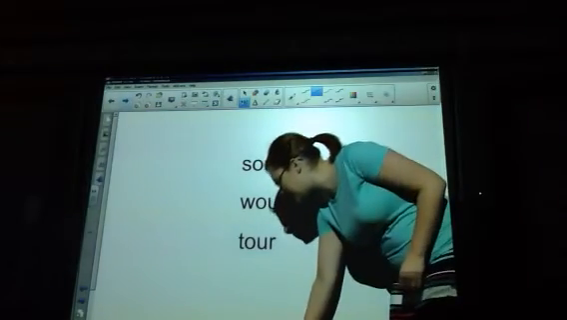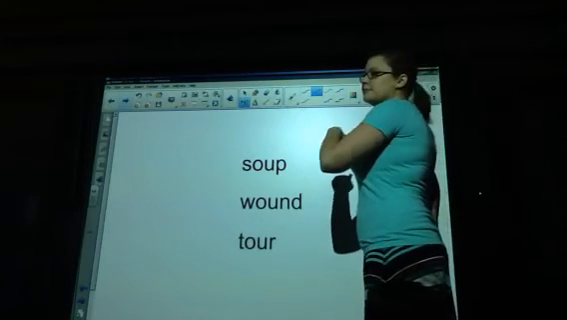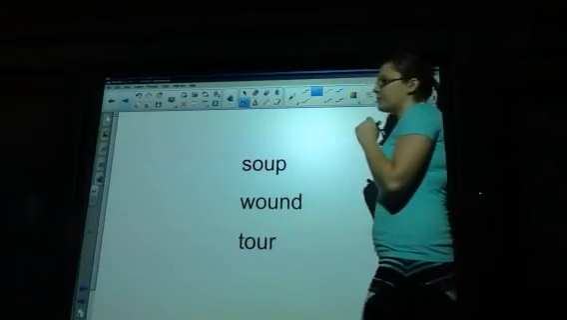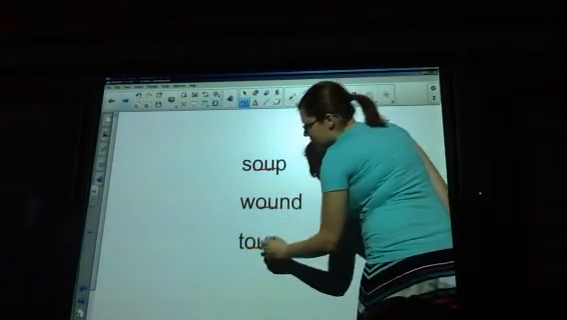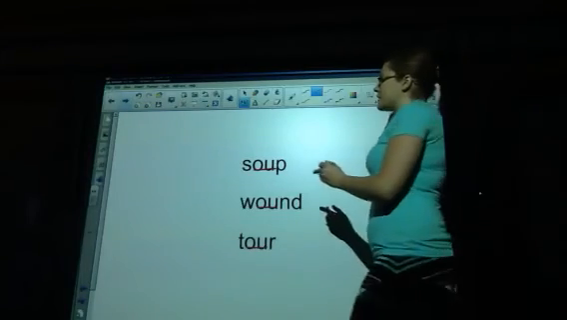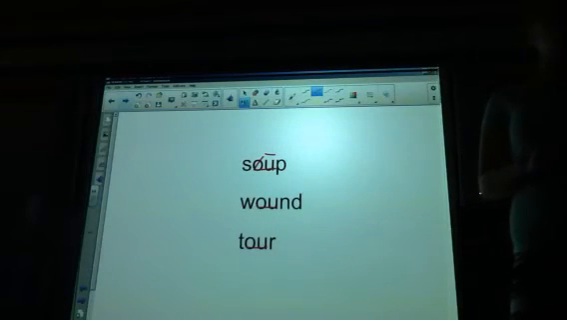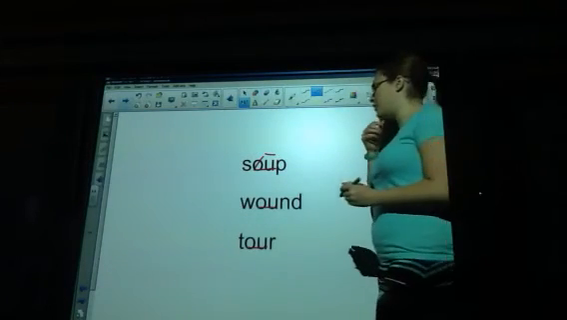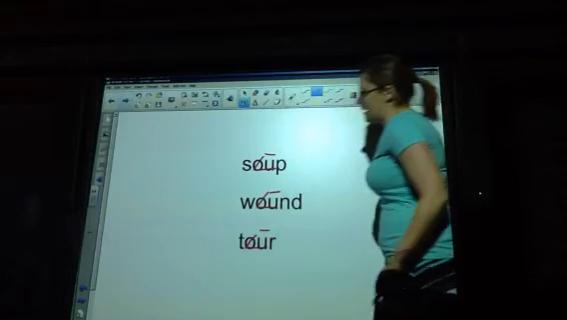So, how do I code a digraph? With an arc? No. Digraphs get an underline. Now, which one of those letters is making the sound? What do you hear with ooh? O-U. Yeah, this one kind of sounds like the long U sound, because remember, a long U can say U or ooh. When we code digraph OU, we're going to mark out the O and put a mark over the U. That tells us to make the long U sound.